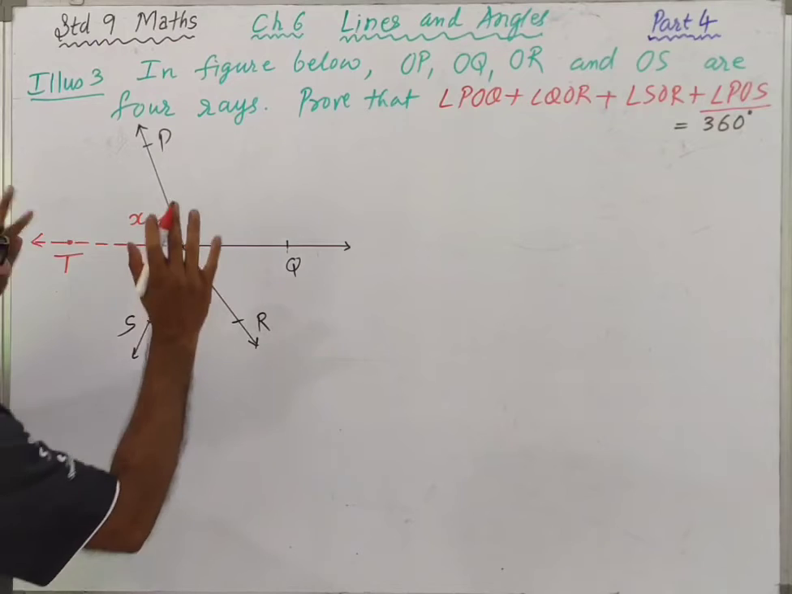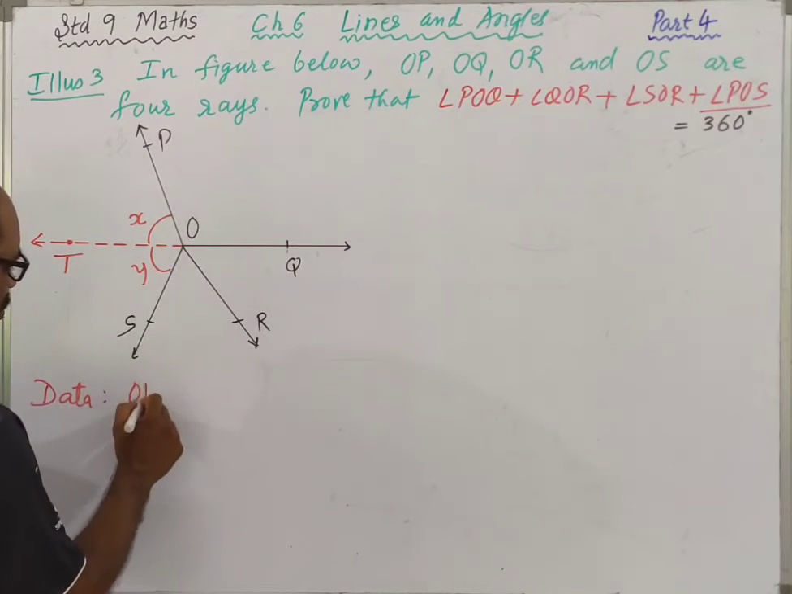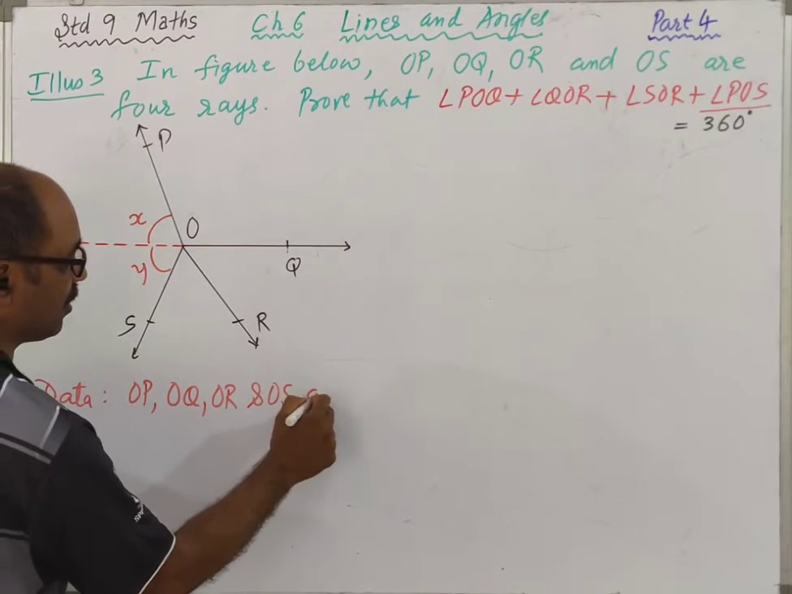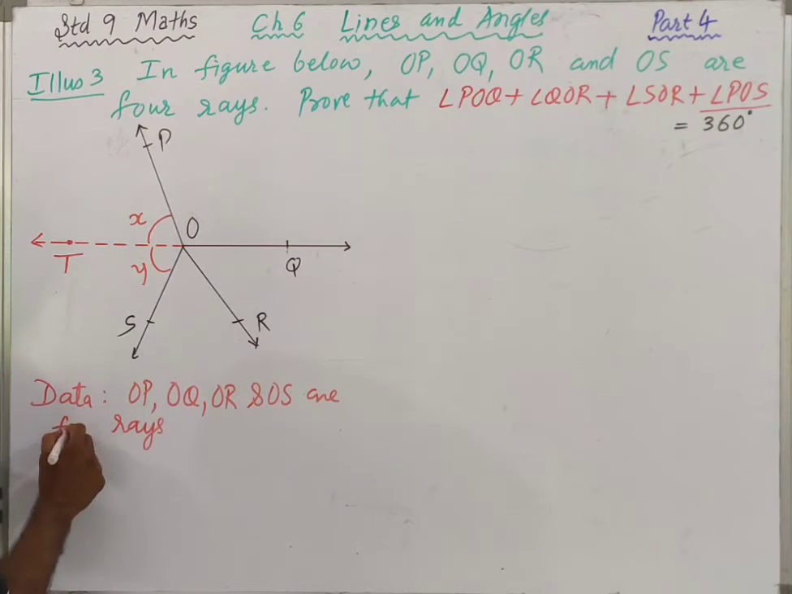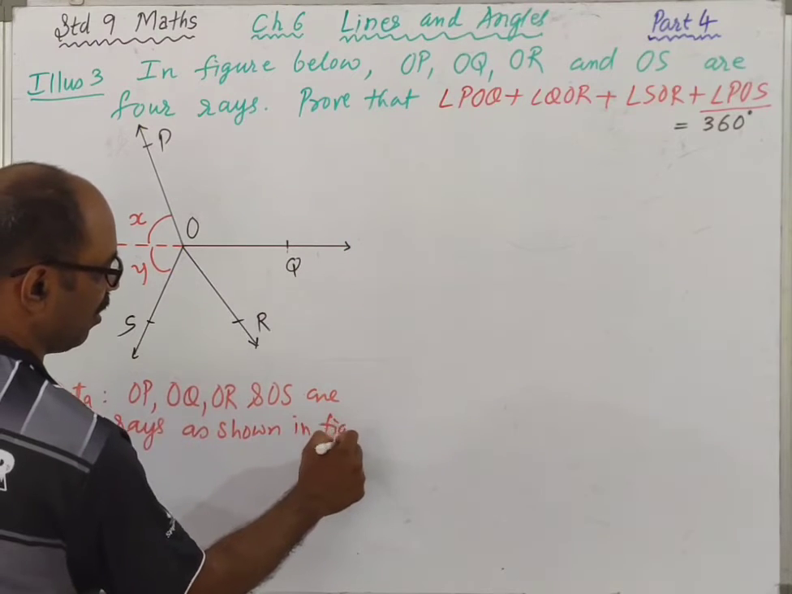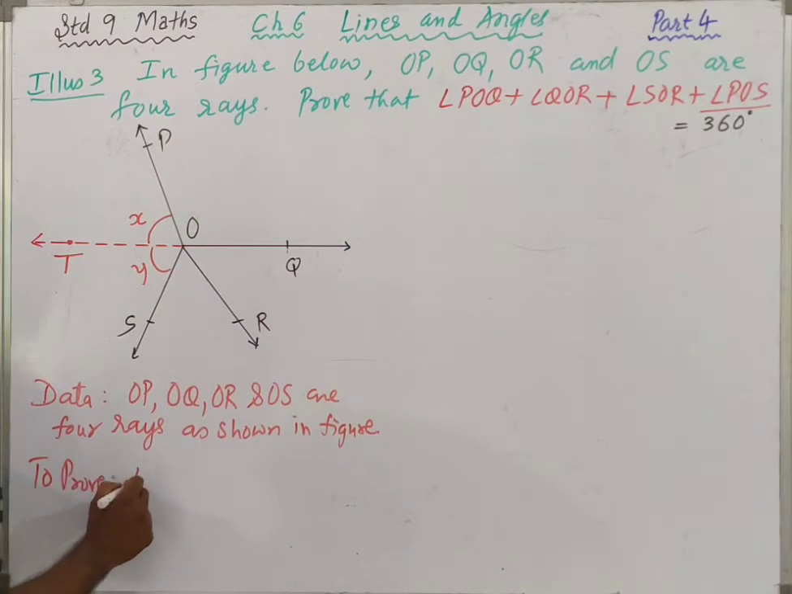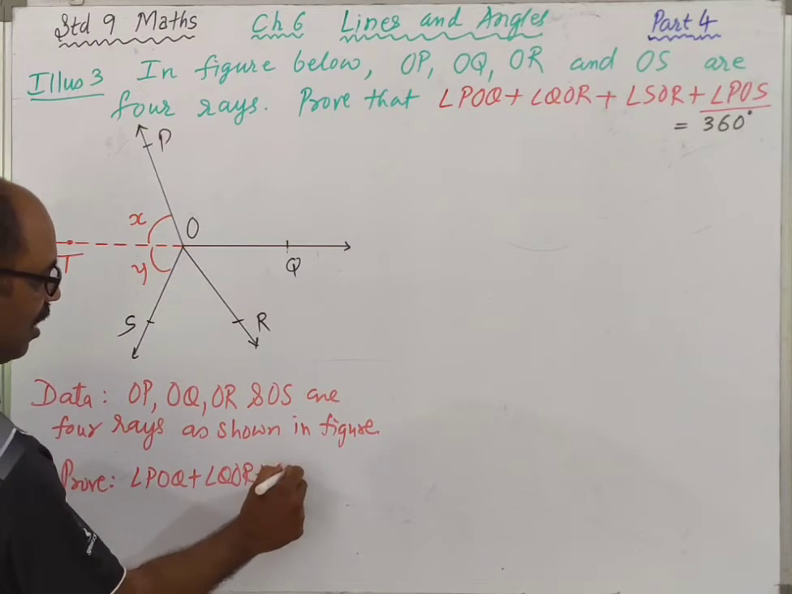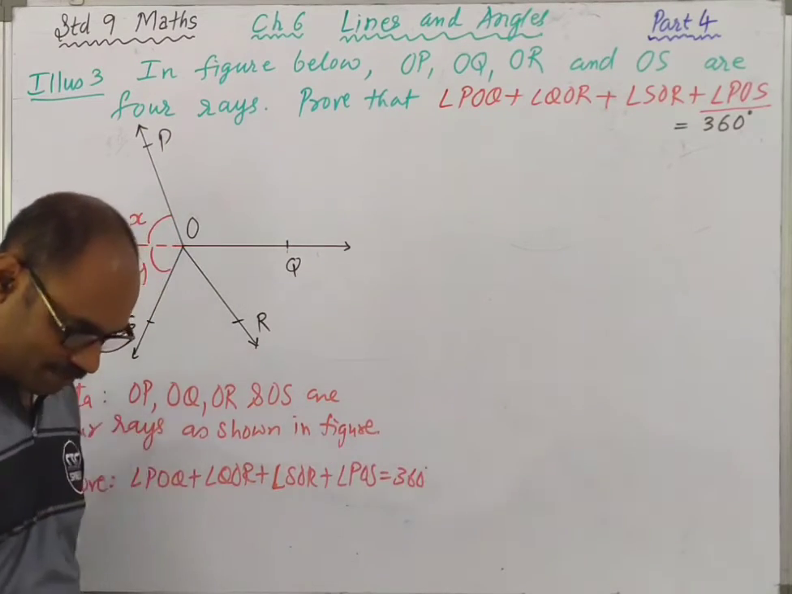That is for the proof. First, let's write the data. The figure is drawn. What is given in the data? OP, OQ, OR and OS are 4 rays as shown in figure. That's it. What do we have to prove? Angle POQ plus angle QOR plus angle SOR plus angle POS is equal to 360 degrees.